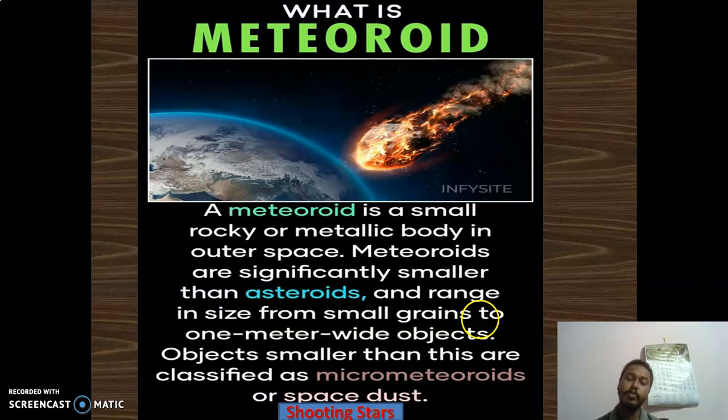One more reason is oxygen. Because oxygen is there on earth, it catches fire. Sometimes they don't catch fire and fall normally, but most of the time they catch fire and you can see the bright light. That's why they are known as shooting stars. But they are meteoroids.